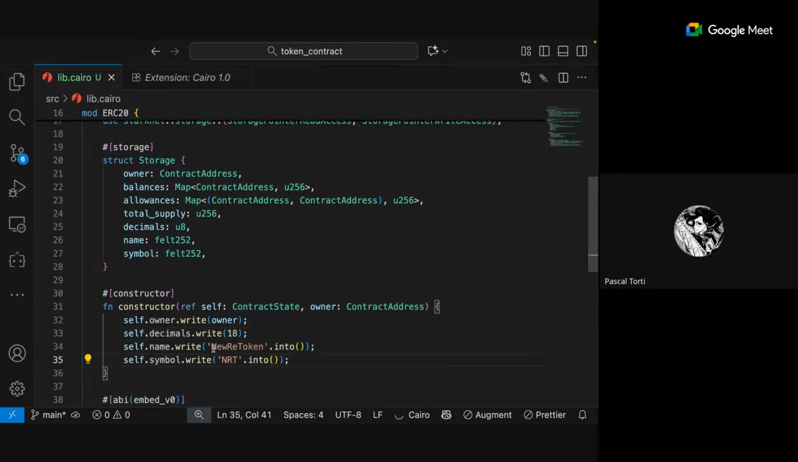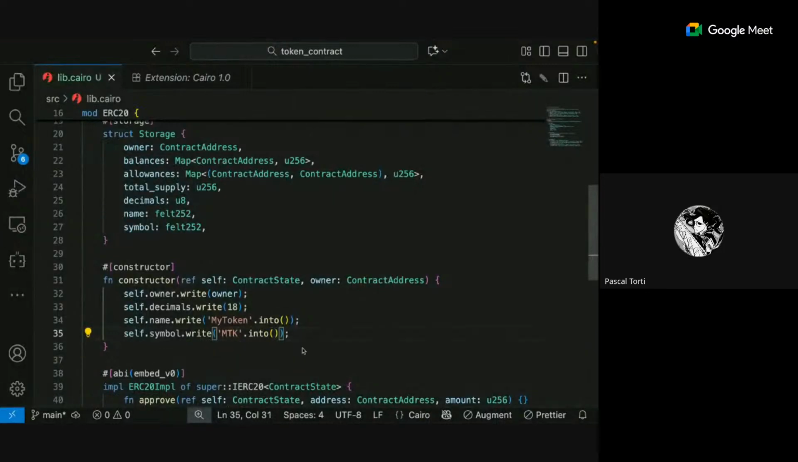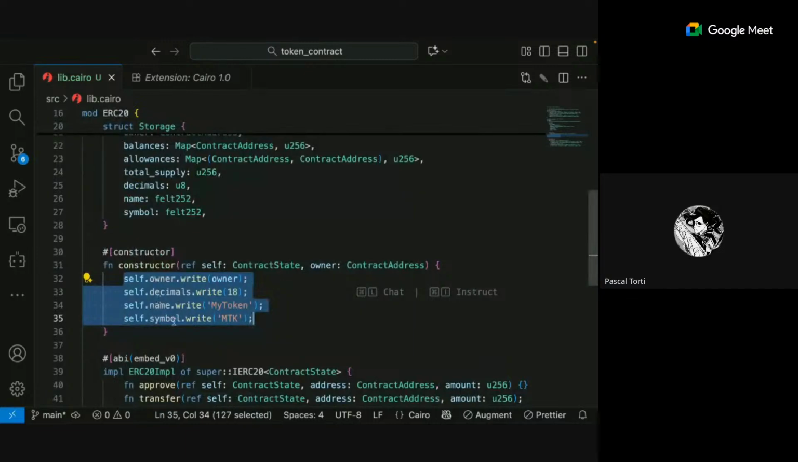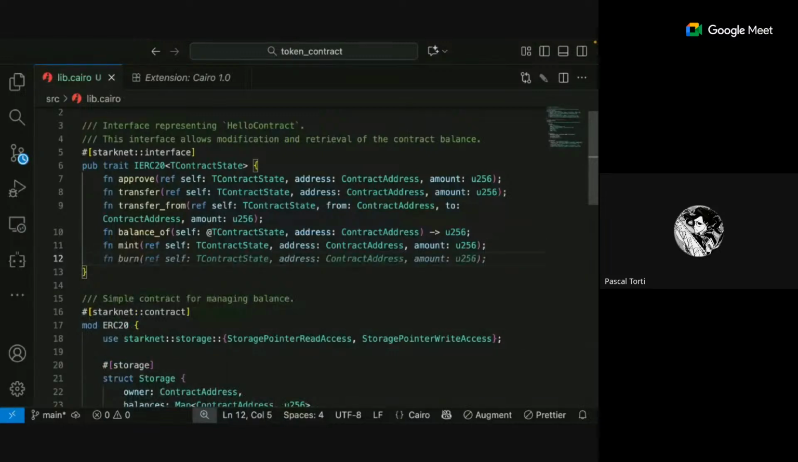So let's say the token is my token. And the symbol will be maybe NTK. All right, this should be good. Yeah, so this is where you initialize the name of it, so that if you want to read the name of your token, the decimal, the name and symbol, you can. You're going to add extra functions here that we're going to use to read it.